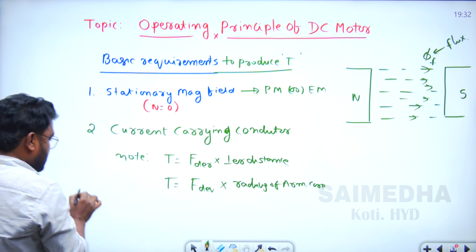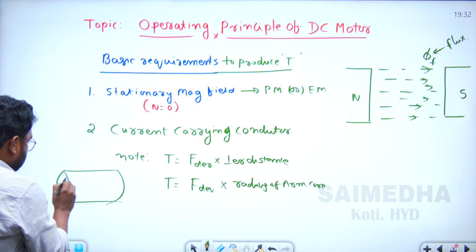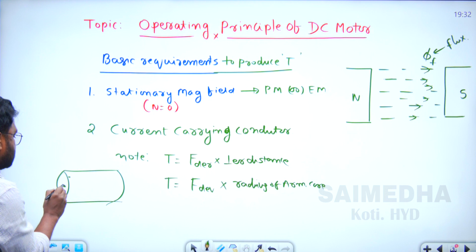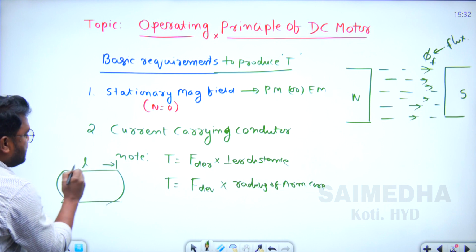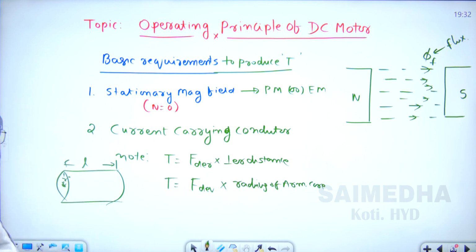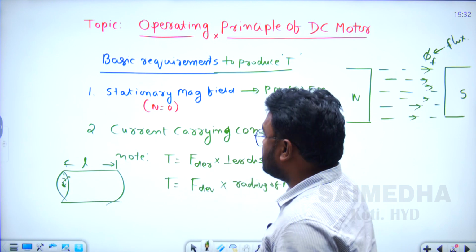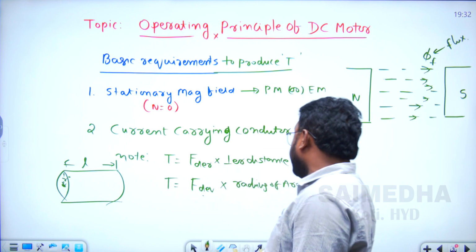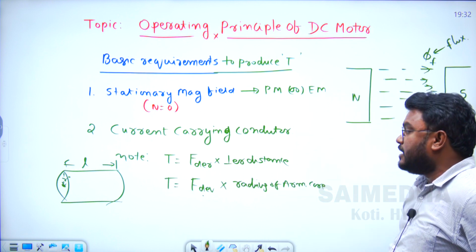Suppose the armature is a cylindrical structure, and the conductors are placed in the armature core. This distance is known as the radius, R is the radius of the armature core, and this length is the axial length of the conductors. So the torque developed in the motor is equal to the force developed multiplied by the radius of the armature core. The second requirement is current carrying conductors.